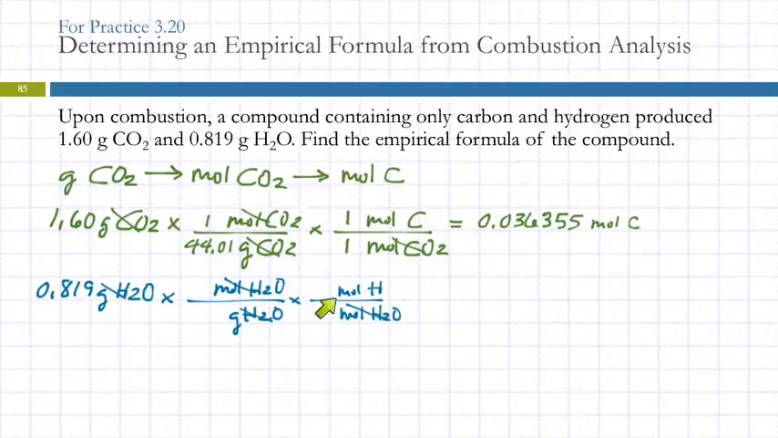How many moles of hydrogen in a mole of water? 2. That's what the subscript tells us. It's 2 to 1. Calculating the mass of water comes out to be 18.016. And so here, I get 0.0909. There's my minimum number of 3 sig figs and 2 extras, and that's moles of hydrogen.